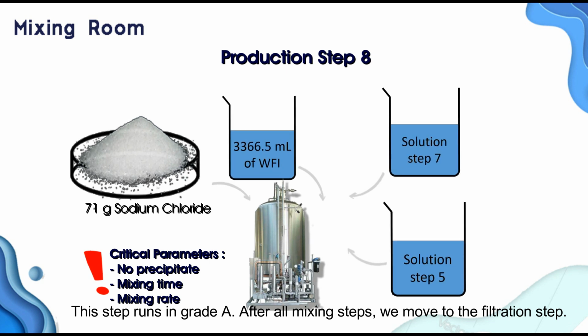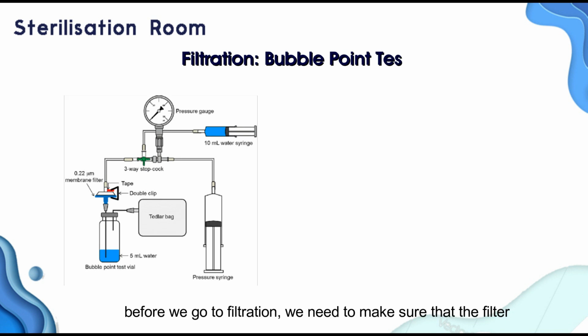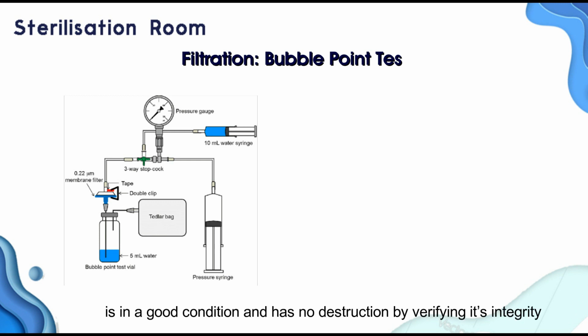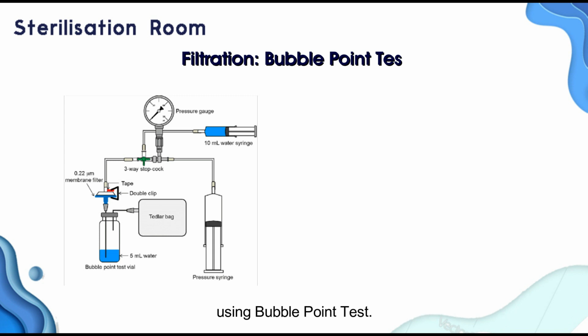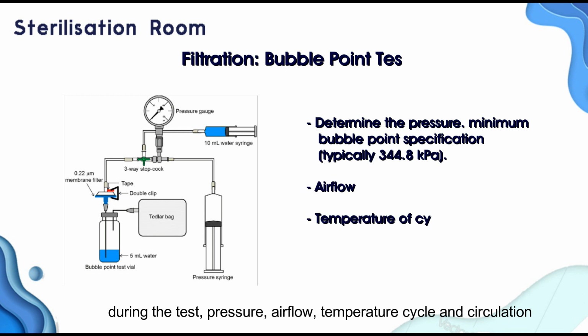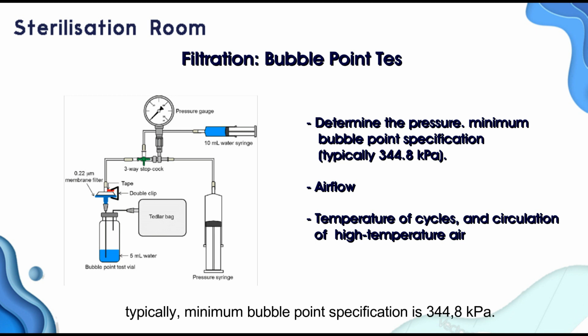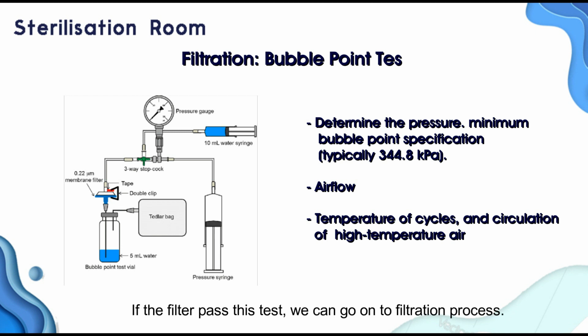After all mixing steps, we move to the filtration step. Filtration is done to sterilize the product. Before we go to the filtration process, we need to make sure that the filter is in good condition and has no disruption by verifying its integrity using the bubble point test. During this test, pressure, airflow, temperature cycle, and the circulation of high temperature air need to be maintained. Typically, the minimum bubble point specification is 344.8 kilopascal. If the filter passes this test, we can go on to the filtration process.